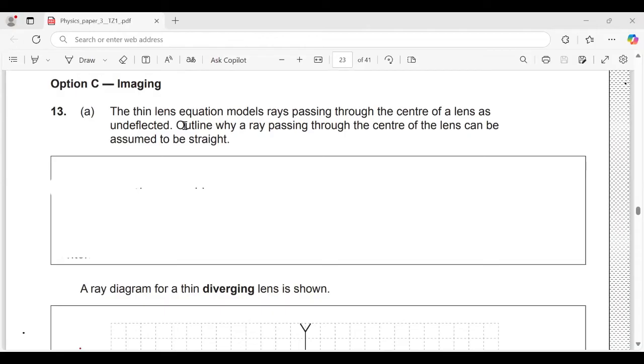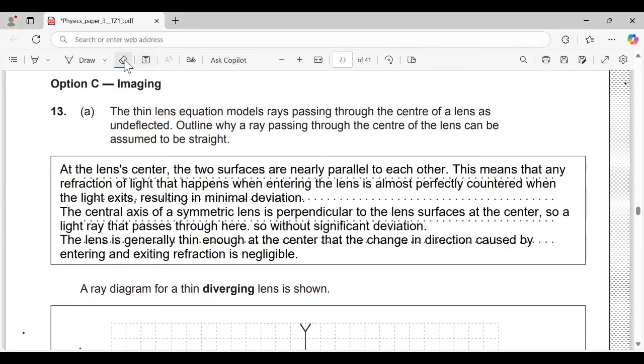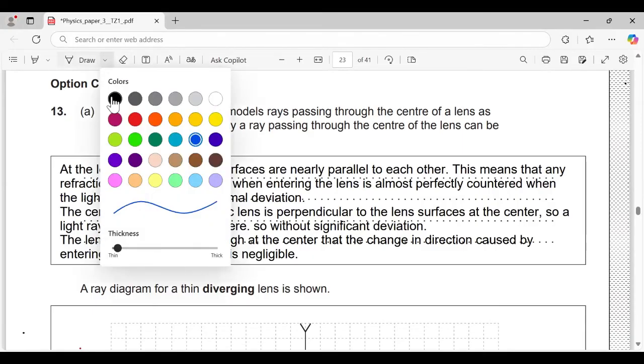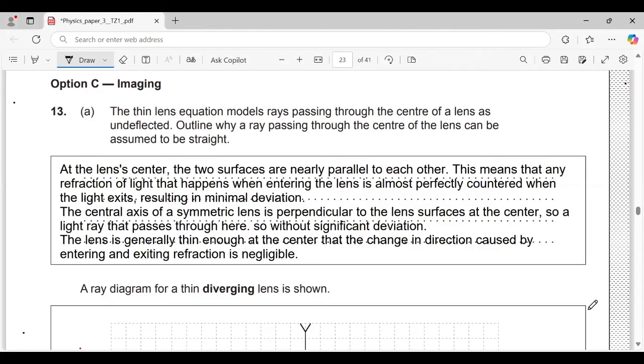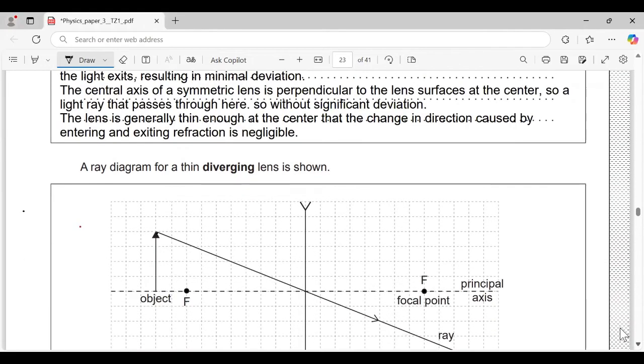Number 13. The thin lens equation models rays passing through the center of a lens as undeflected. Explain why a ray passing through the center of the lens can be assumed to be straight. I have provided my answer about this. I think there is no need for me to add my explanation. This information is enough for you. That's from me. All right, let's continue.